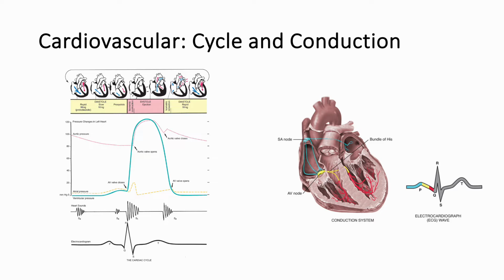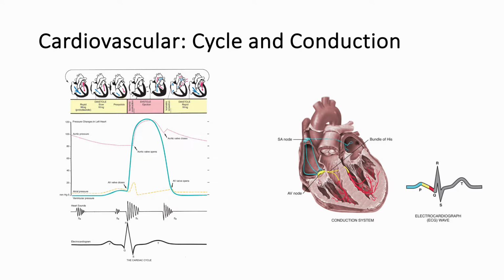Now, looking at this, now that we know the cycle, let's look at the conduction. Of all the organs, the heart is very unique because it has automaticity, meaning that the heart contracts all by itself. It's very independent of any other signals or regulation from anywhere else in the body. It works on its own. And it contracts in response to any type of electrical current that's conveyed by this system.